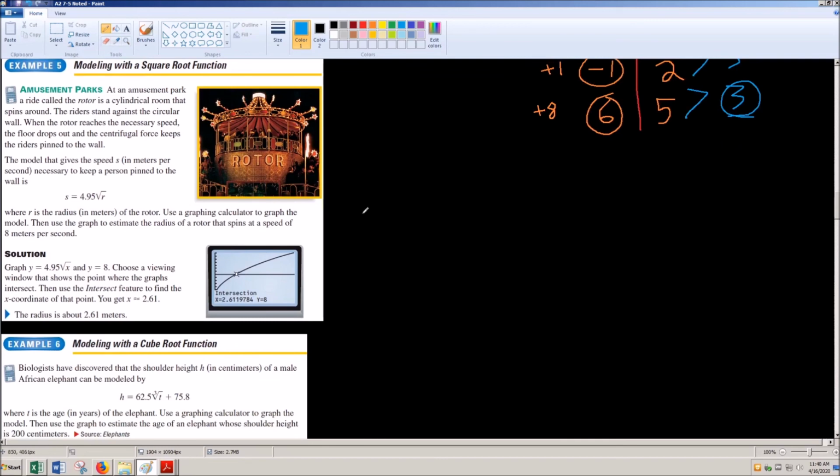For number 5 here, I mostly just want to tell a funny story, but also just mention how to solve these problems on a graphing calculator.